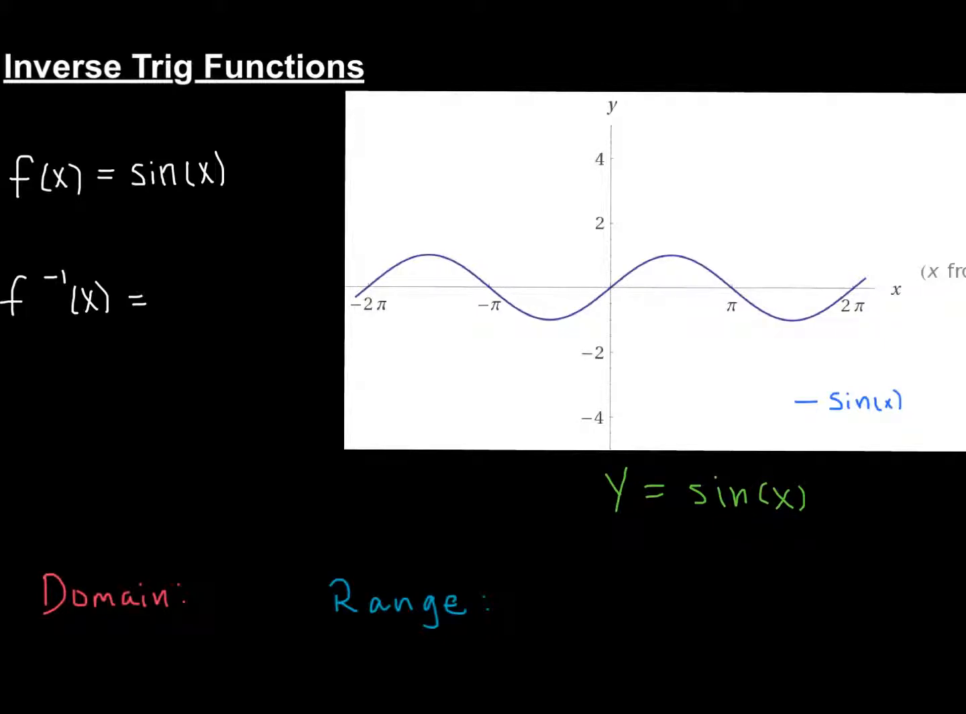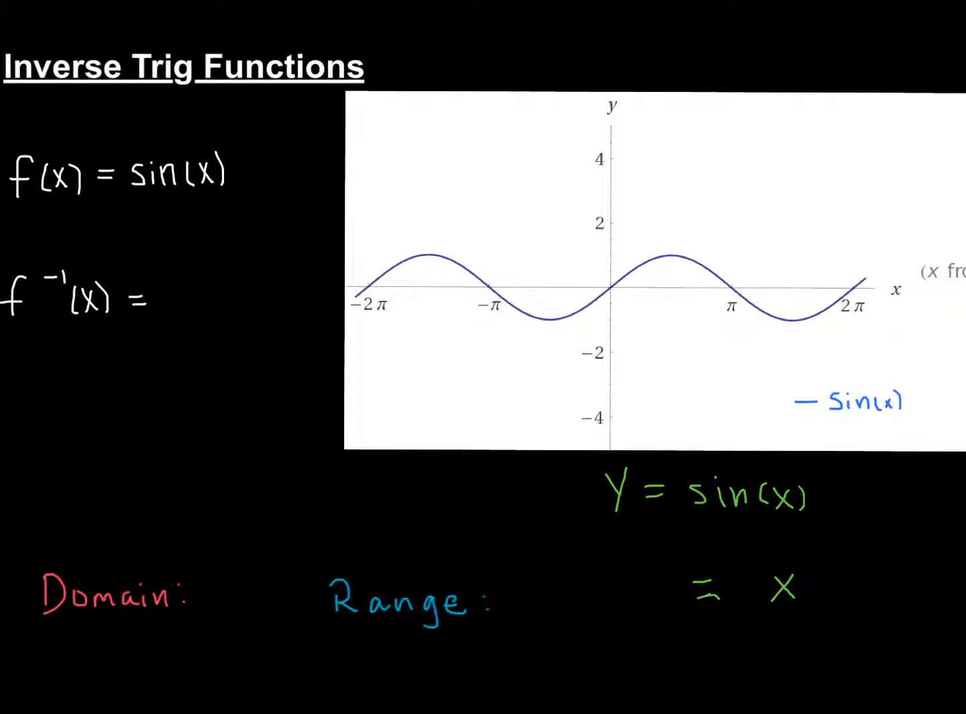So the domain is all the values of x, all the different angles that you could have along your unit circle. And when you take the sine of it, what you're returning, the sine is saying, what is the y coordinate of the point where the terminal side of this angle intersects the unit circle. And if we want to have an inverse function, then we're going to want a function which returns to us the x value.